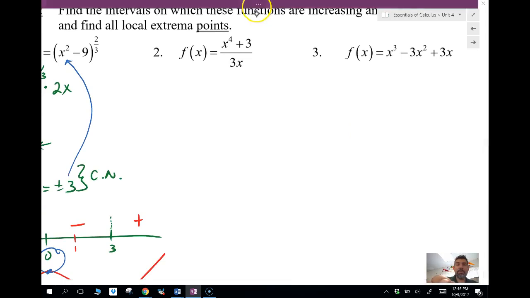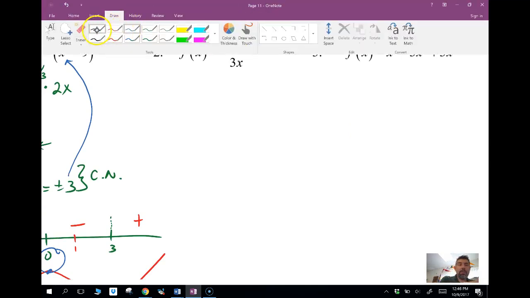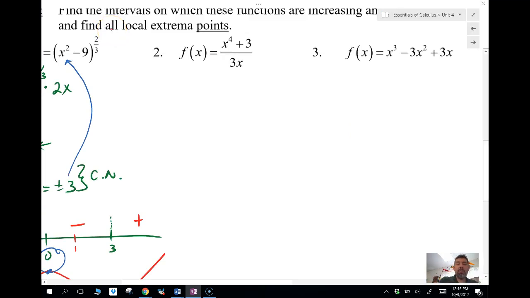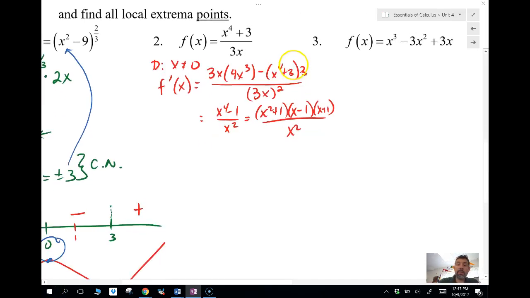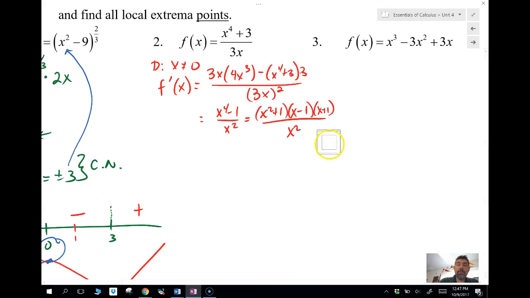All right, number 2. So we already know that our domain x cannot be equal to 0, right? So that's going to be one of our critical numbers when we take a look at that. Ooh. So now we'll do the derivative. Oh, such a long derivative. So I'm going to do low-d high, high-d low here. I've simplified it here for you.